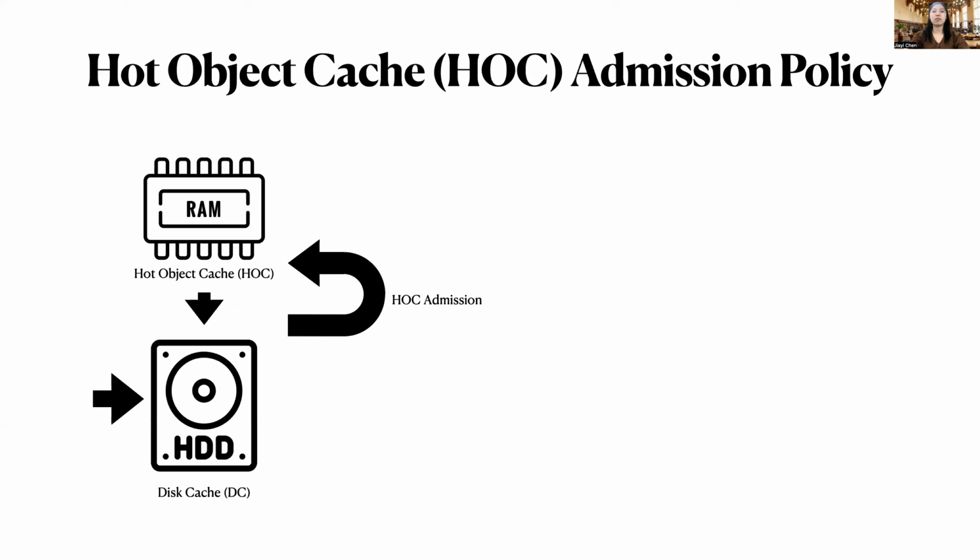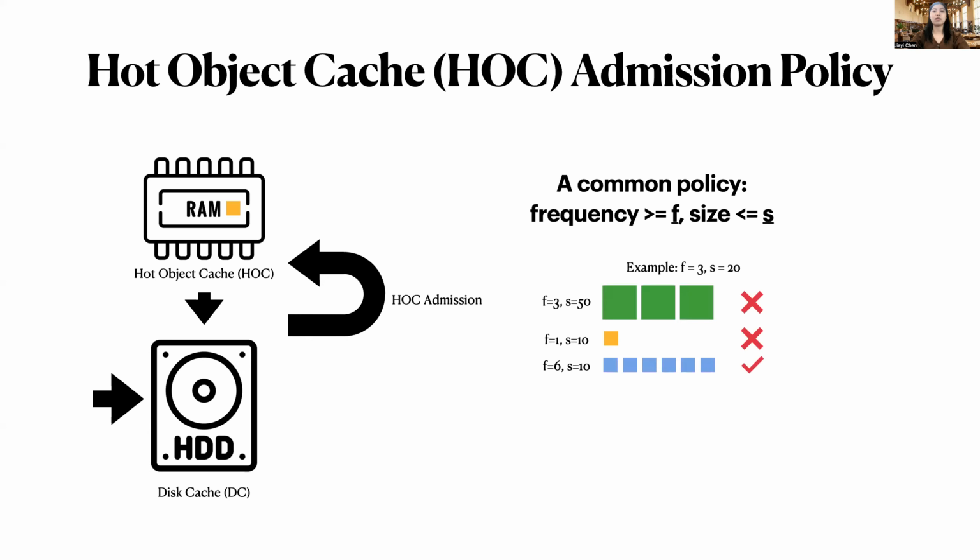In this work, we focus on the hot object cache admission policy. In the two-level cache server, objects are first written to a larger but slower disk cache. Those meeting the hot admission policy criteria are promoted to the smaller but faster HOC. A common HOC admission policy considers the frequency and size of the object. It admits an object when requested more than F times, and it has a size smaller than S.